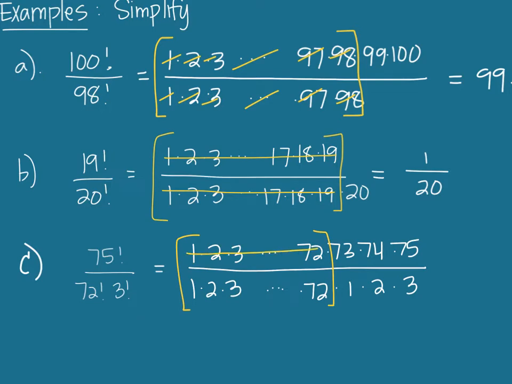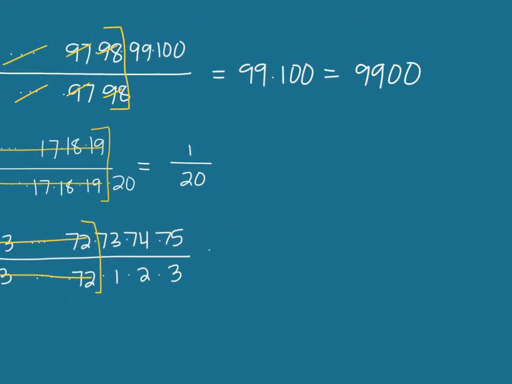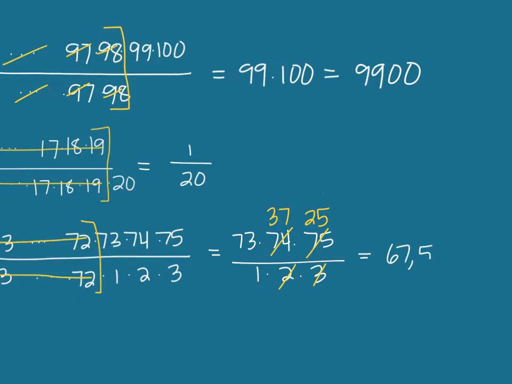So 1 through 72 will reduce 1 through 72, and I'm left with 73, 74, 75 over 1, 2, 3. That can be reduced. So the 2 can reduce into 74 37 times. And the 3 can reduce into the 75 25 times. So I'm left with 73 times 37 times 25, which is 67,525.